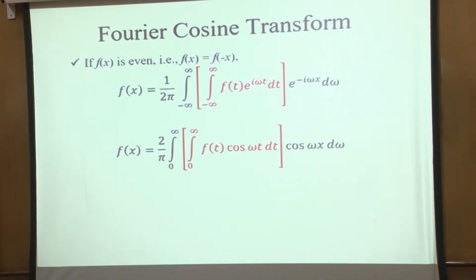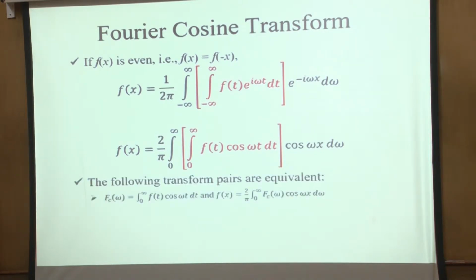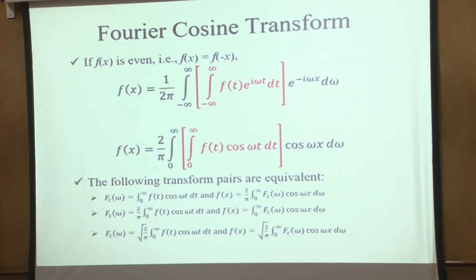This is the Fourier cosine transform. Once again you can get the pairs. How do you get the pairs? You can put square root of 2 by pi here and square root of 2 by pi there. So the transform pairs can be, you can put the 2 by pi completely on the other side, or here, or separated in both.